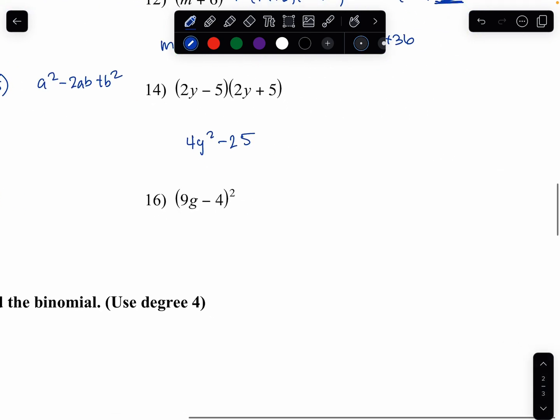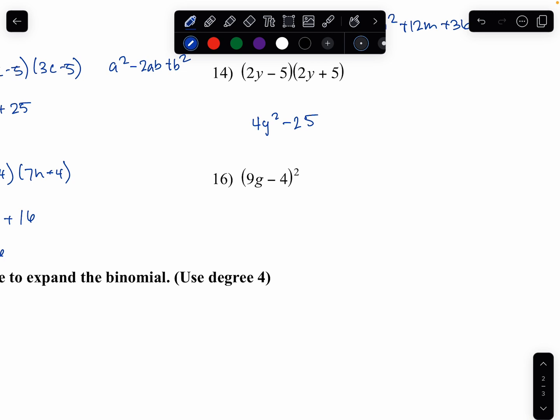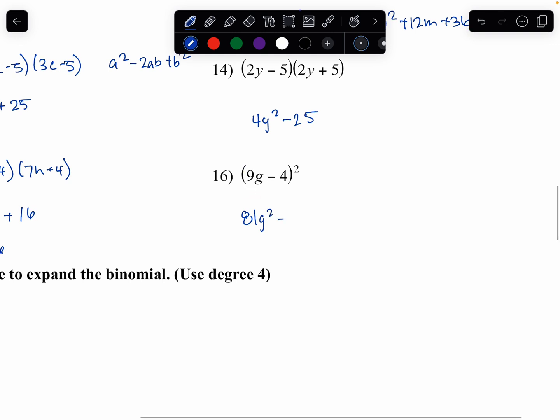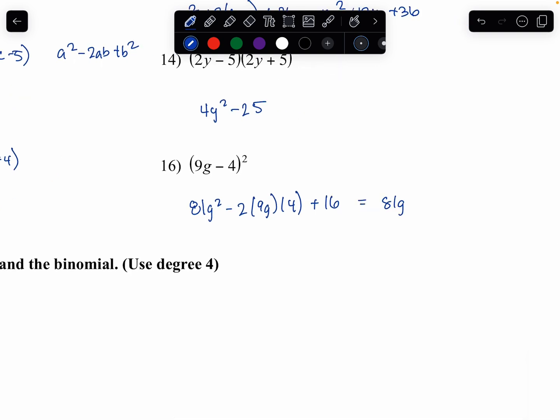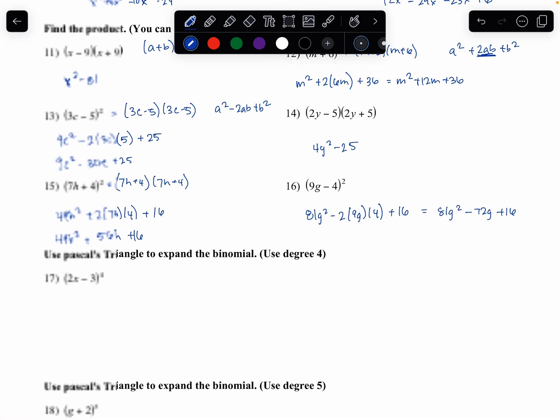There you go. And then for 16, just using the shortcut, 9g squared is going to be 81g squared. So when I multiply that by itself, 9g times 9g, and then we're going to have minus 2 times 9g times 4, and then plus 4 squared, which is going to be 16, and that's going to be equal to 81g squared. We have 4 times 2, which is 8, and 8 times 9, which is going to be 72, so minus 72g plus 16. And there you go.